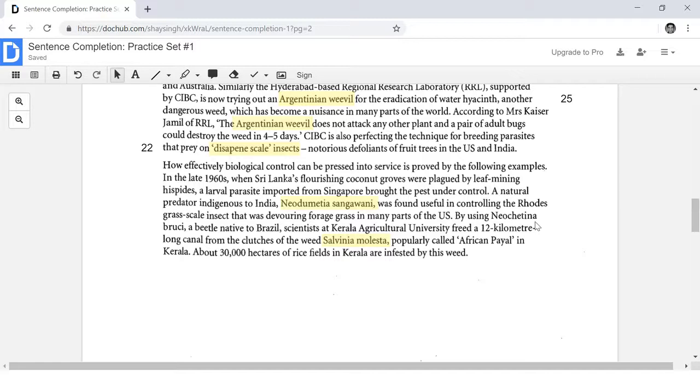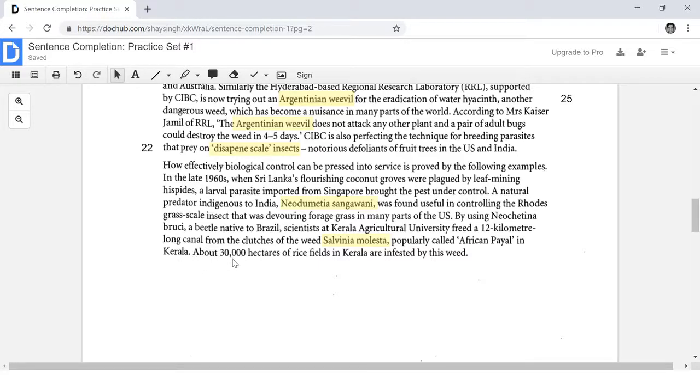It says, by using Neocatina brucei, a beetle native to Brazil, scientists at Kerala Agricultural University freed a 12-kilometer long canal from the clutches of the weed Salvinia molesta. Okay, so Salvinia molesta is the weed. So we already know that now. Here it says is popularly called African pile in Kerala. And let's keep reading on.